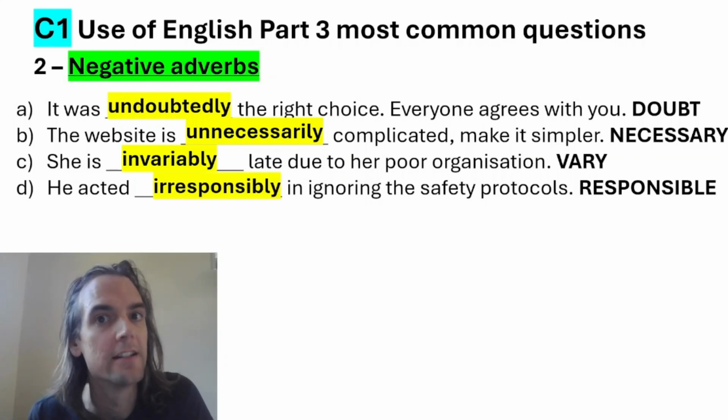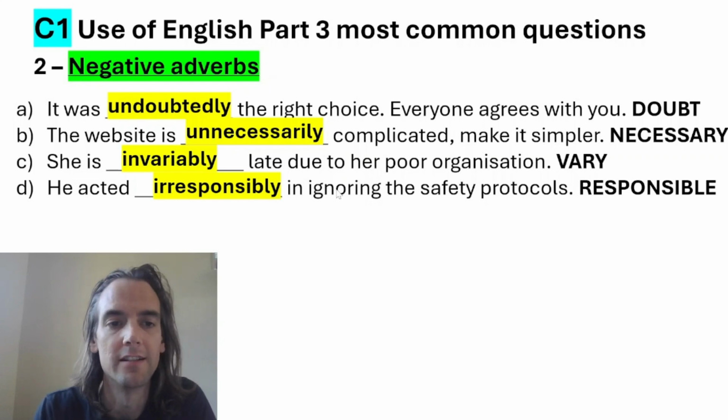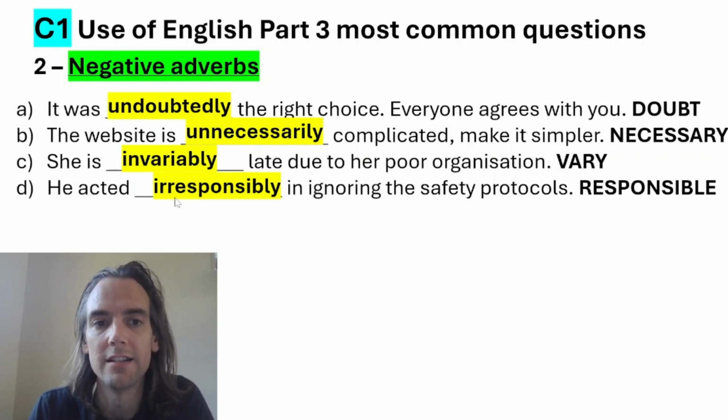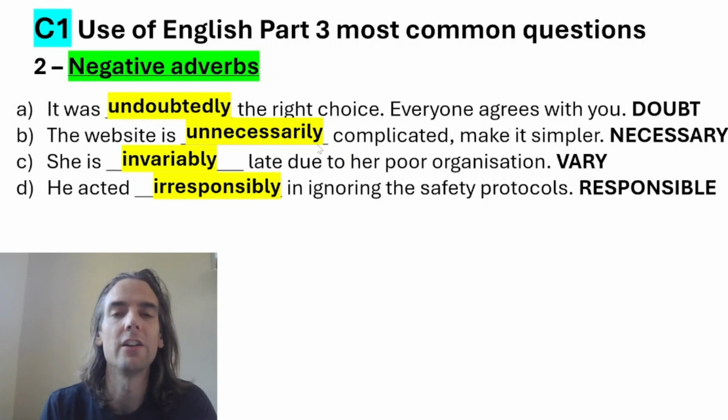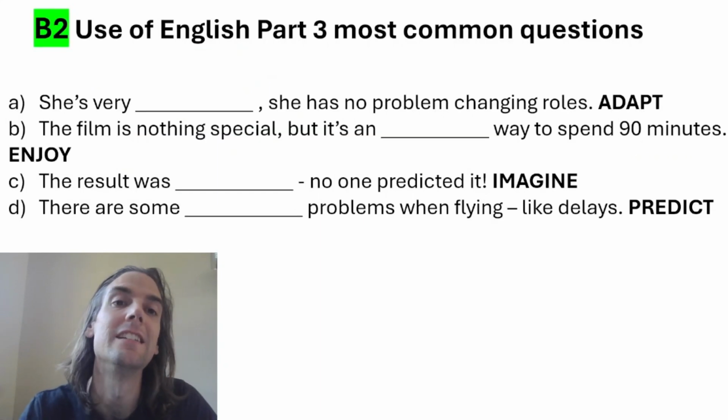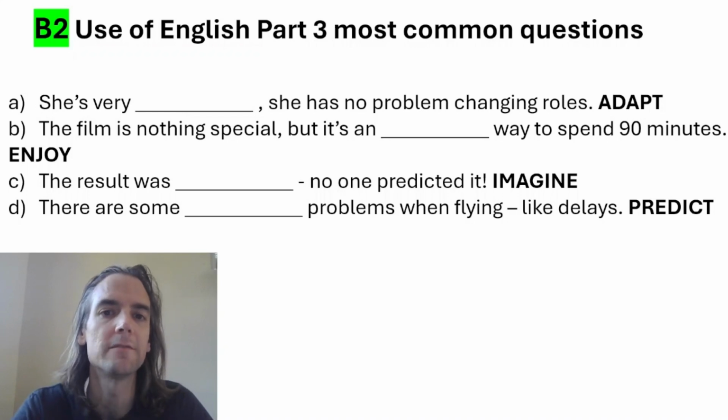So you acted irresponsibly, with the double R again. So be careful with all these little irregular things that they're always going to include on part 3. Okay, that's enough adverbs for now. Let's move on to our third common point.